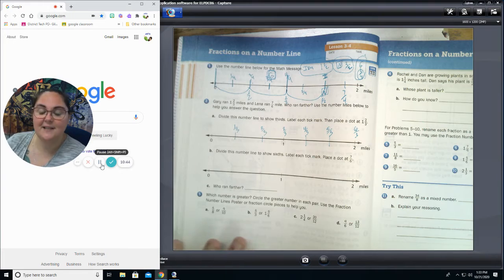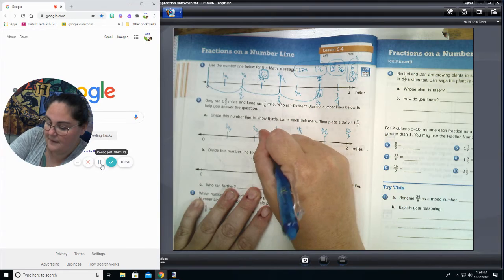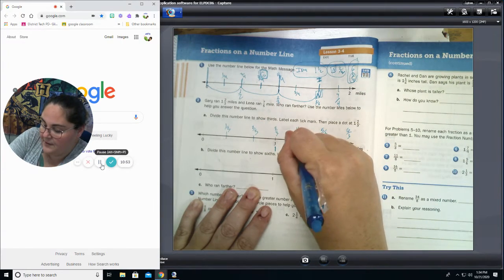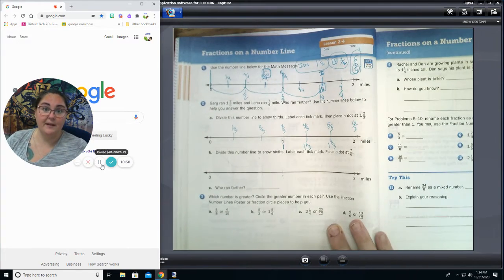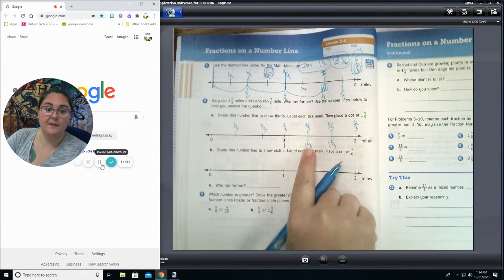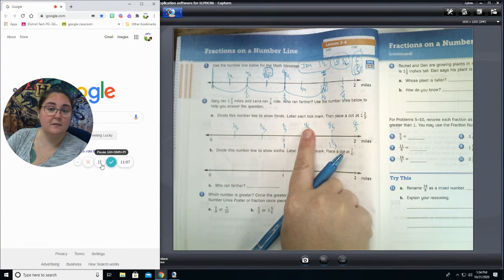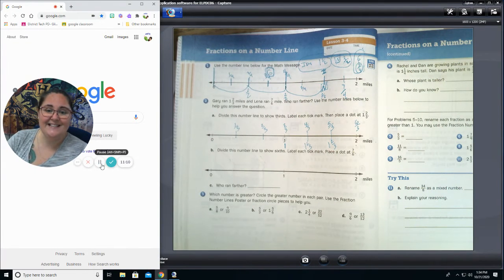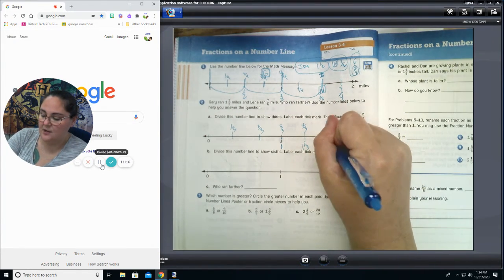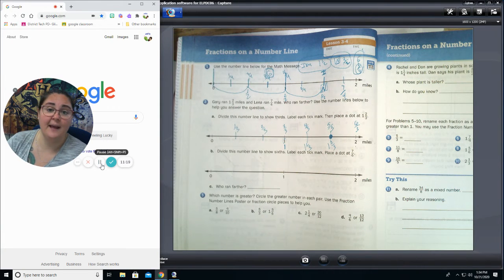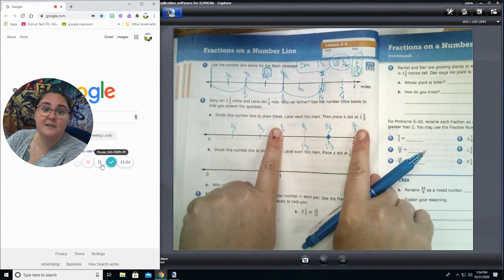The other way you can do this is you can label it 1/3, 2/3, 1, 1 and 1/3, 1 and 2/3, 2. So those are the two different ways you can label it. One way is a mixed number, the other way is an improper fraction. Either way is the same amount. Now it says place a dot at 1 and 2/3. Here's 1 and 2/3. That means my answer is going to be bigger than 1, so I have to be between these two numbers. That's how I know this is where I go.